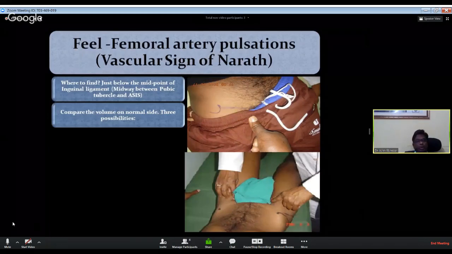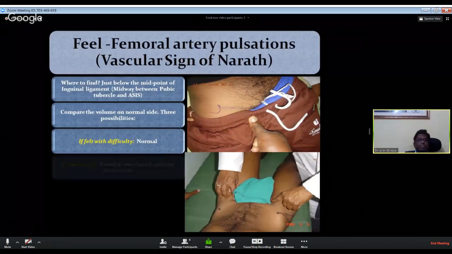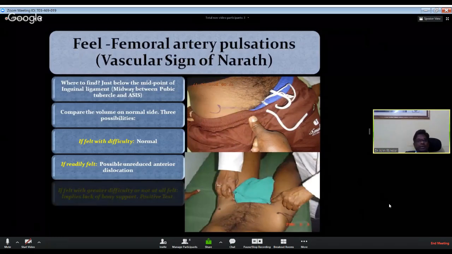Then what is it that you should see? You have to compare the volume with the normal side. There could be three possibilities. One, if felt with difficulty, then it is normal. If readily felt, then the possibility is an unreduced anterior dislocation, because the head of the femur has come anteriorly, and so against that backdrop, you feel the artery very easily. That is a possibility of unreduced anterior dislocation.